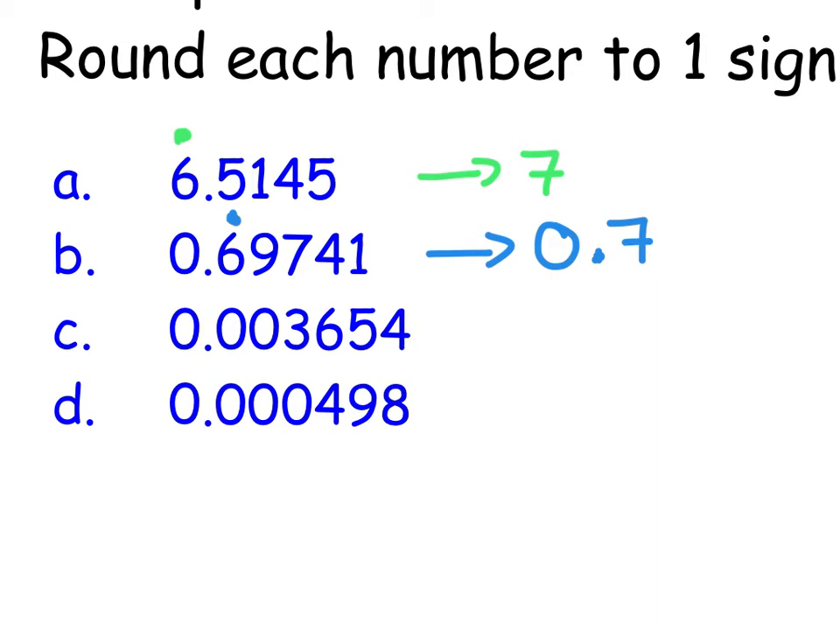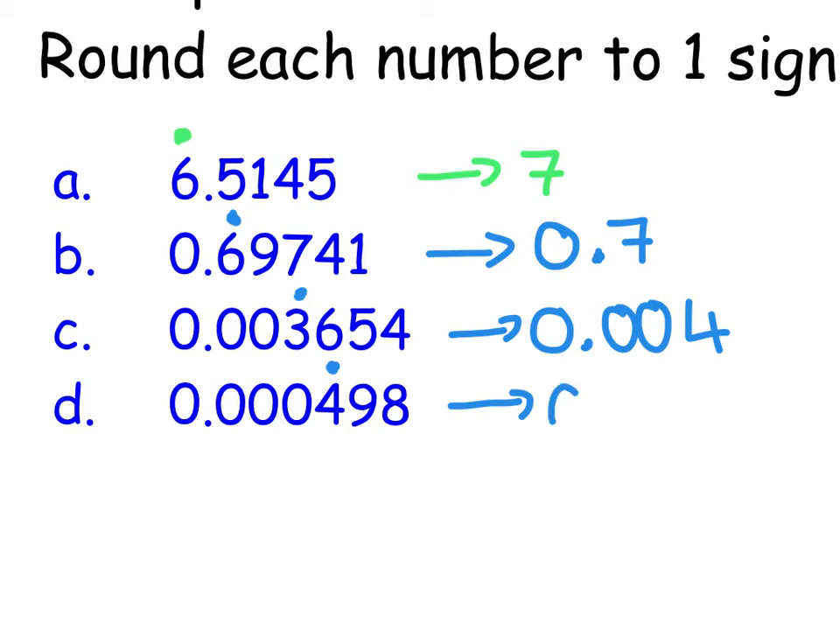Next one, first significant figure we count is the 3. The next number is a 6. So that 3 is really going to go up to a 4. Keep all your zeros at the front for place value. And then my last one, none of these zeros at the front count. The first one is a 4. The next number is a 9, so that 4 is going to go up to a 5. So 0.1235. So that's them all rounded to 1 significant figure.